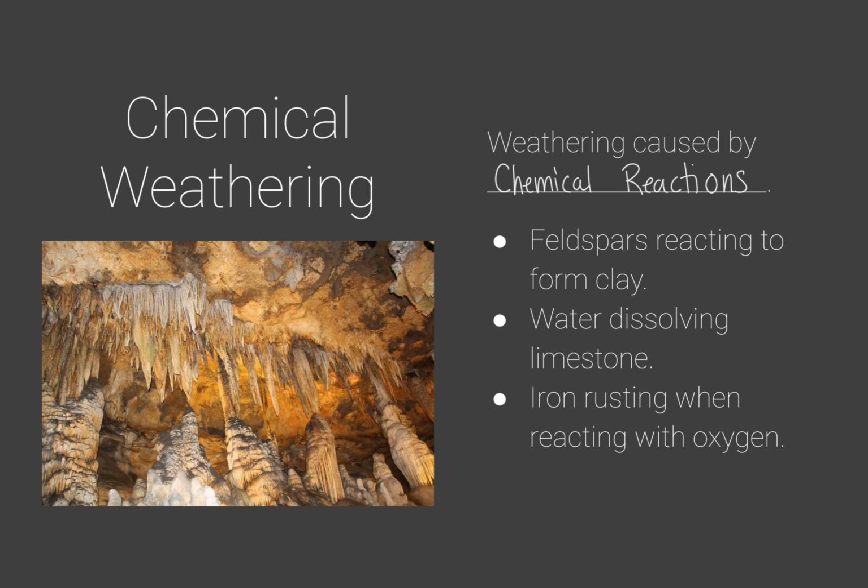And then finally, iron that can be in rock can rust when it reacts with oxygen, and that forms a reddish coloration to a lot of rocks. So again, chemical weathering is due to chemical reactions. It could be forming clay, water dissolving limestone, or iron rusting when it reacts with oxygen.